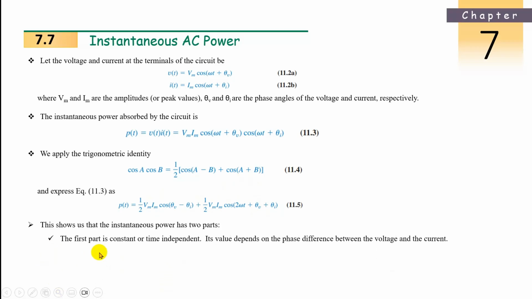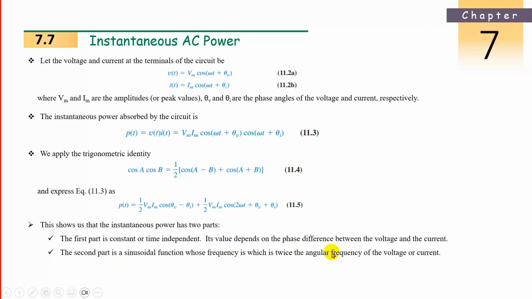Now, the first part is a constant or time independent. It is not depending on time. Its value depends on the phase difference between the voltage and the current because it has theta V and theta I. So only the phase difference, it is a constant. Once the capacitor and inductor are there inside, the phase difference of the voltage and current is fixed because that is not varying. So once we know theta V and theta I, it's a constant. The second part is a sinusoid function whose frequency is twice the angular frequency of the voltage and current. It was omega t, now it is 2 omega t.